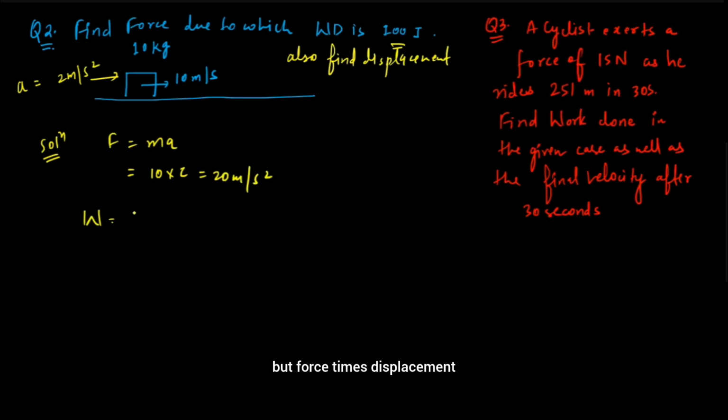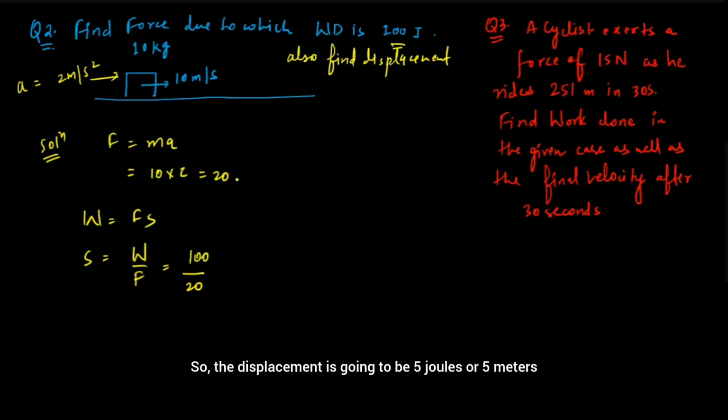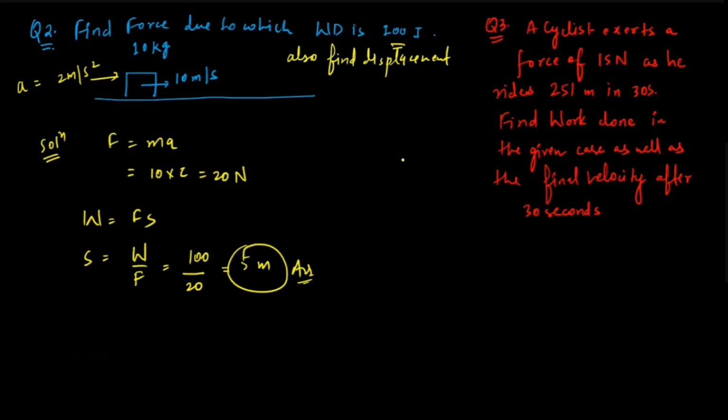Work is nothing but force times displacement. So displacement is going to be work done upon force. Work done is supposed to be 100 joules. Force is 20 newtons. So the displacement is going to be 5 meters. Yes, that's it. Now let's try to find out what is given in the second question.